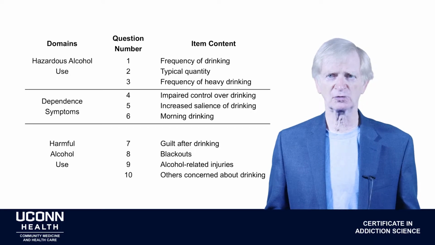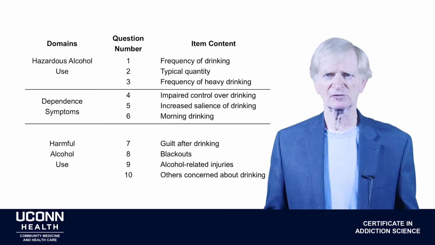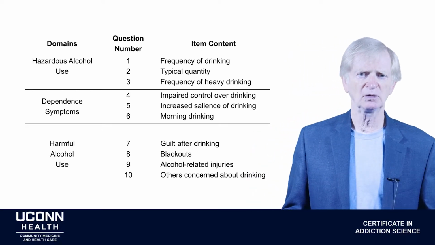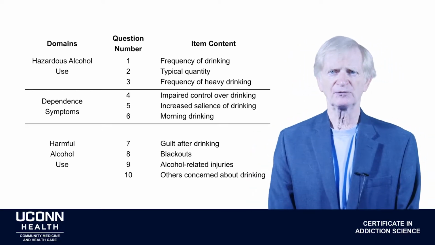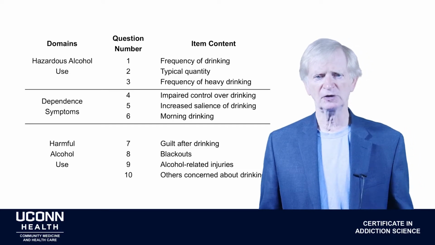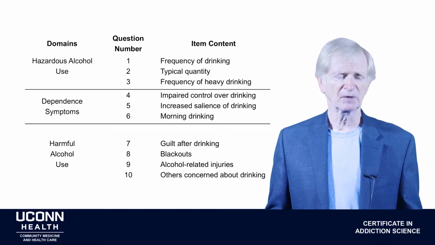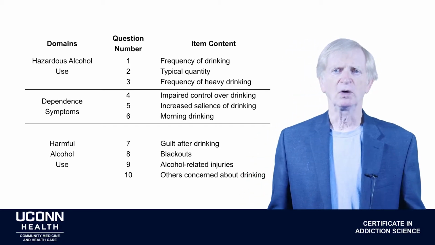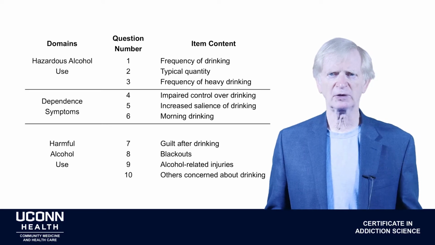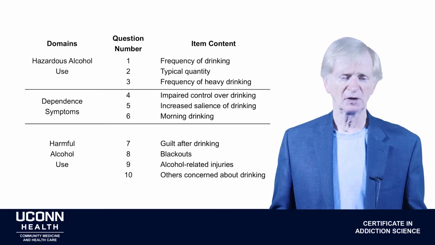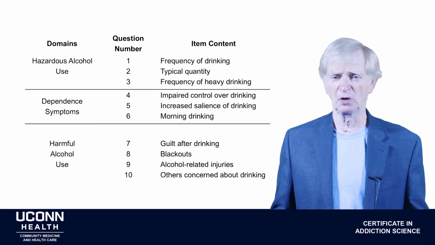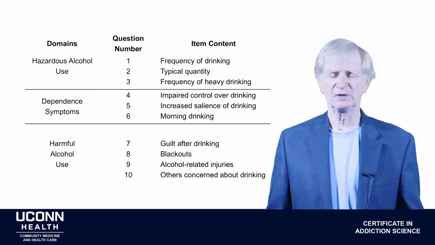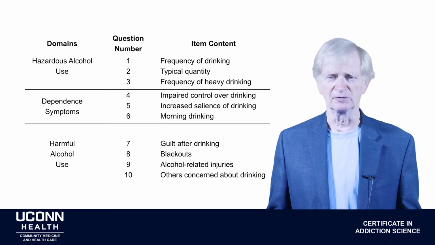The hazardous use questions are standard questions of the frequency of drinking, the typical quantity of drinking when people do drink, and the frequency of heavy drinking. Usually for males, that's going to be 5 or more drinks. For females, 4 or more drinks. So what we have here is a quick way of estimating somebody's alcohol consumption over the past year, and then the questions move on to whether they've experienced dependence symptoms.